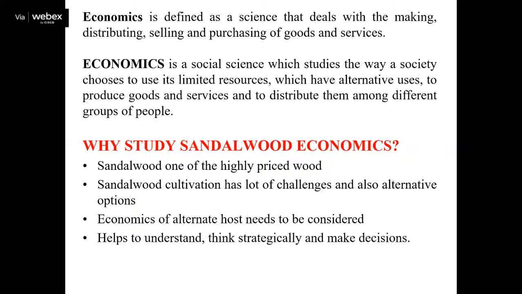Coming to what economics actually is: economics is defined as a science that deals with the making, distributing, selling, and purchasing of goods and services. That means it is a social science which studies the way society chooses to use its limited resources, which have alternative uses, to produce goods and services and distribute them among different groups of people. This is the general meaning or definition of economics.